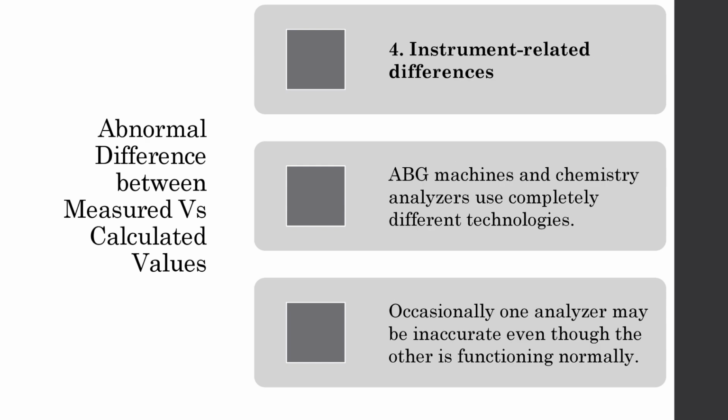Number 4. Instrument-related differences. Remember, ABG machines and chemistry analyzers use completely different technologies. Occasionally, one analyzer may be inaccurate even though the other is functioning normally.